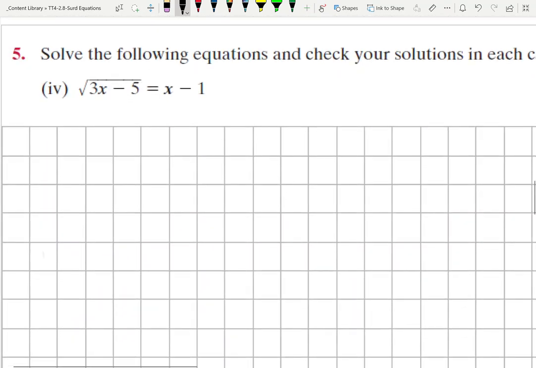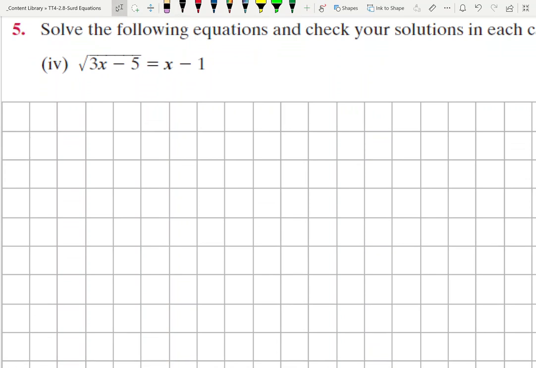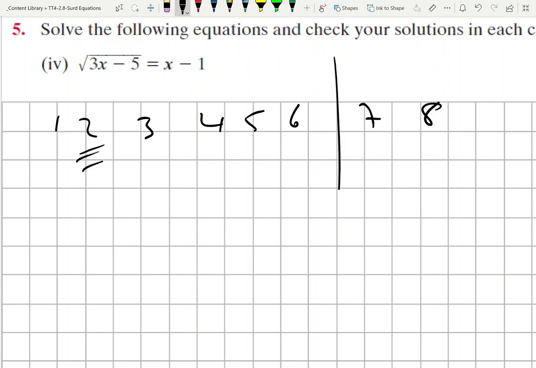Okay, quick little analysis here graphically. You could do your trial and error as well. Start at 1. You're going to write out your numbers. 1, 2, 3, 4, 5. Okay. 2. 2 works, doesn't it? Root of 1 equals 1. So 2 is the solution. Now let's see, should we just stop at that?